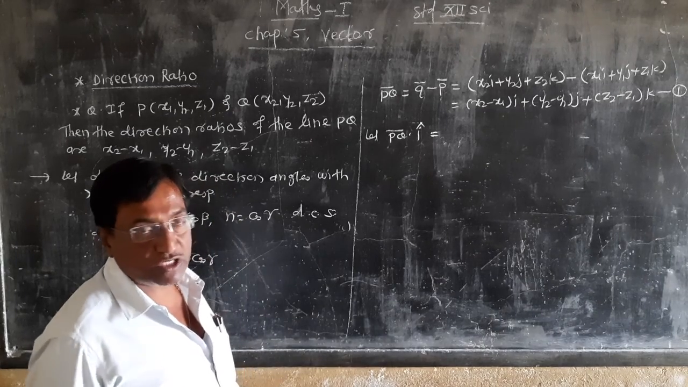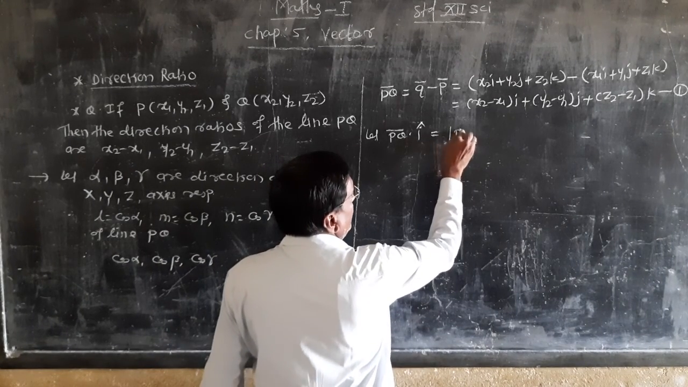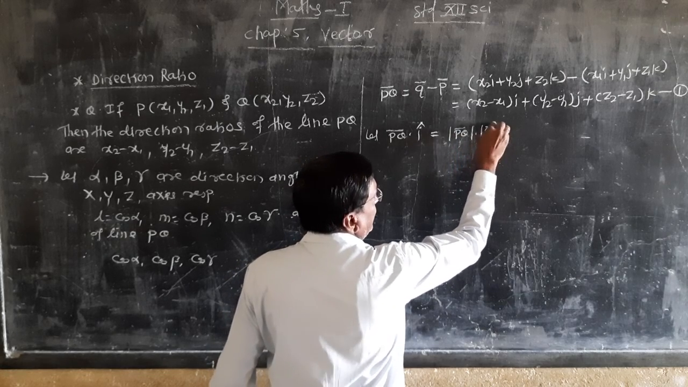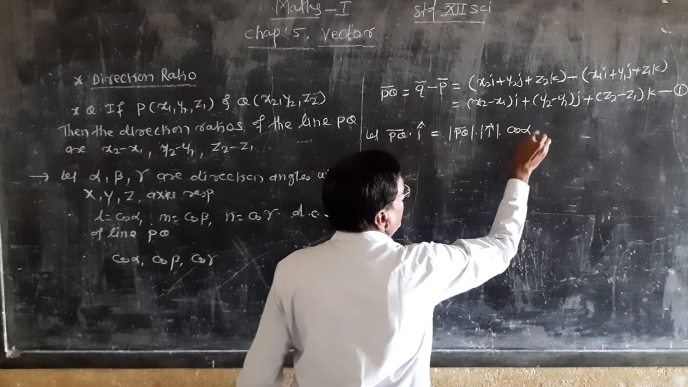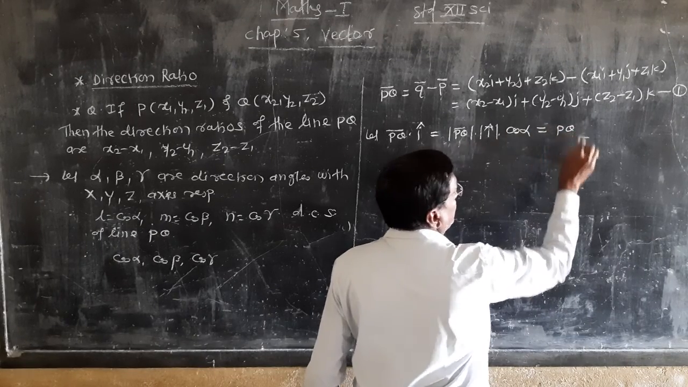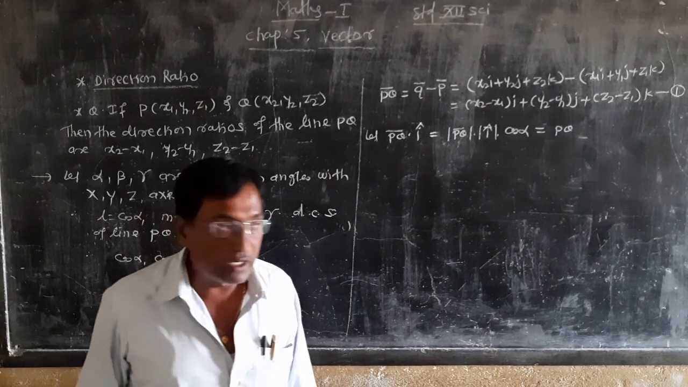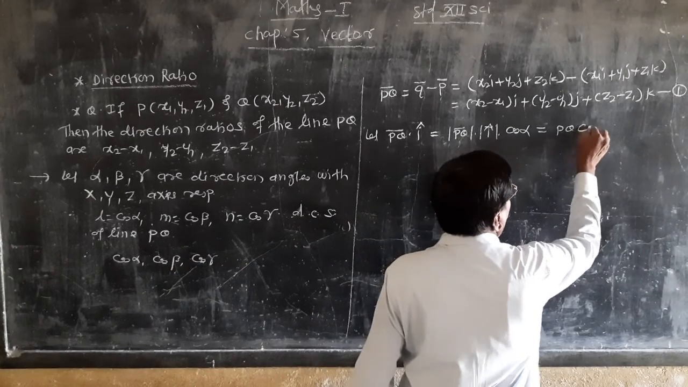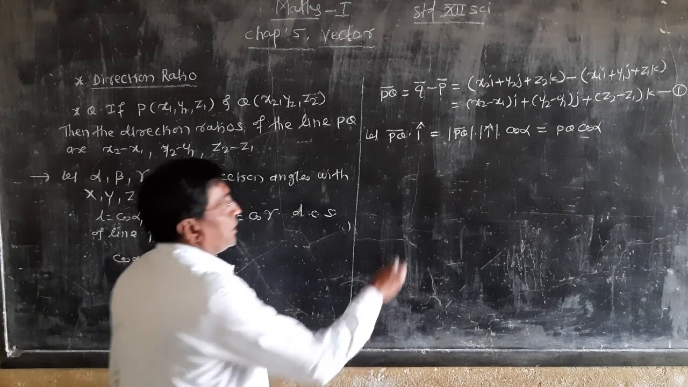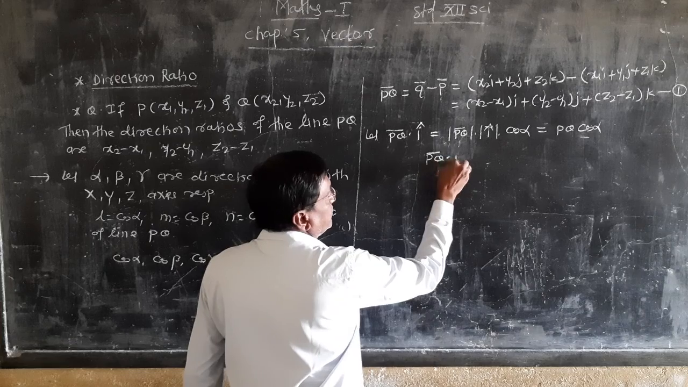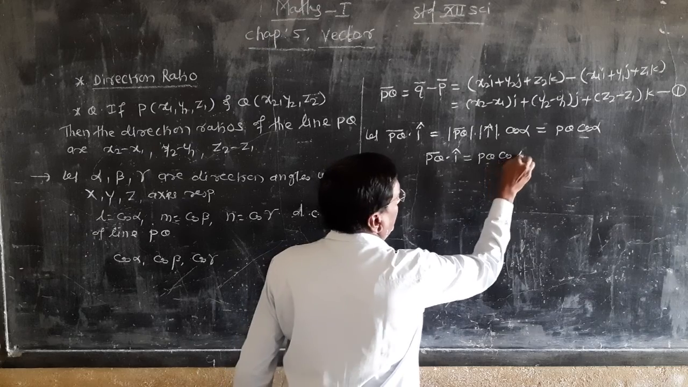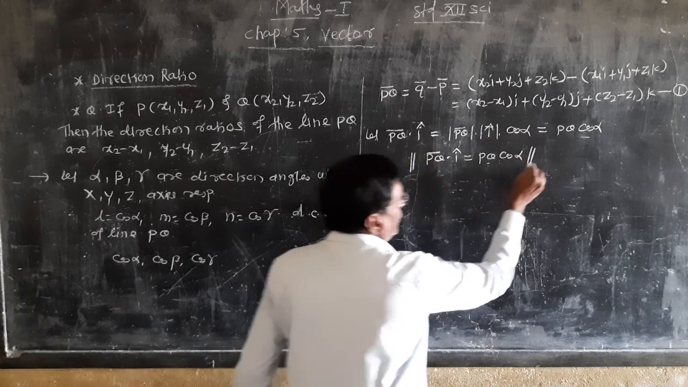According to the definition of dot product, we get the magnitude of PQ bar multiplied by the magnitude of i cap, into cos of the angle between them, that is cos alpha. The magnitude of PQ I will denote by PQ, and the magnitude of unit vector i cap is 1. So PQ cos alpha is the answer of this dot product. That is, PQ dot i equals PQ cos alpha. I will consider this as equation number 1.